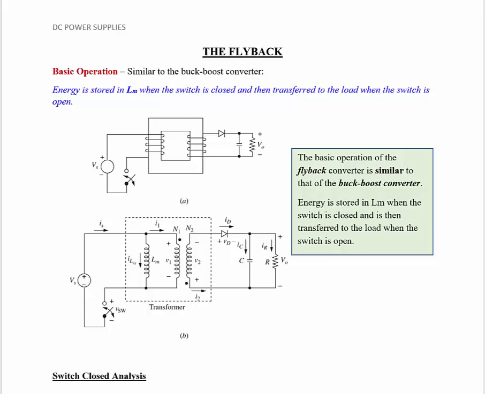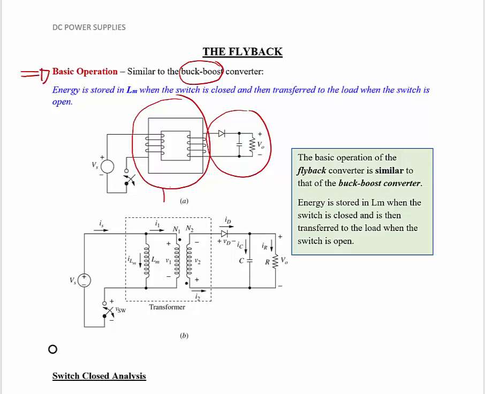Welcome to this session. In this session, we are going to talk about the basic operation of the flyback converter. This is very similar to the buck-boost converter. So the operation of the flyback converter is very similar to the buck-boost. You are going to see that we basically have the buck-boost converter over here with the introduction of our transformer.